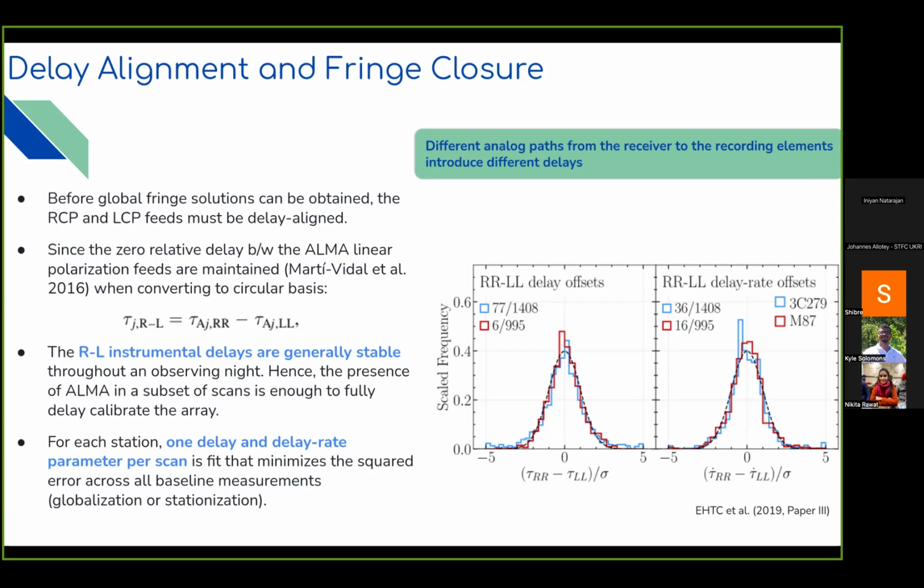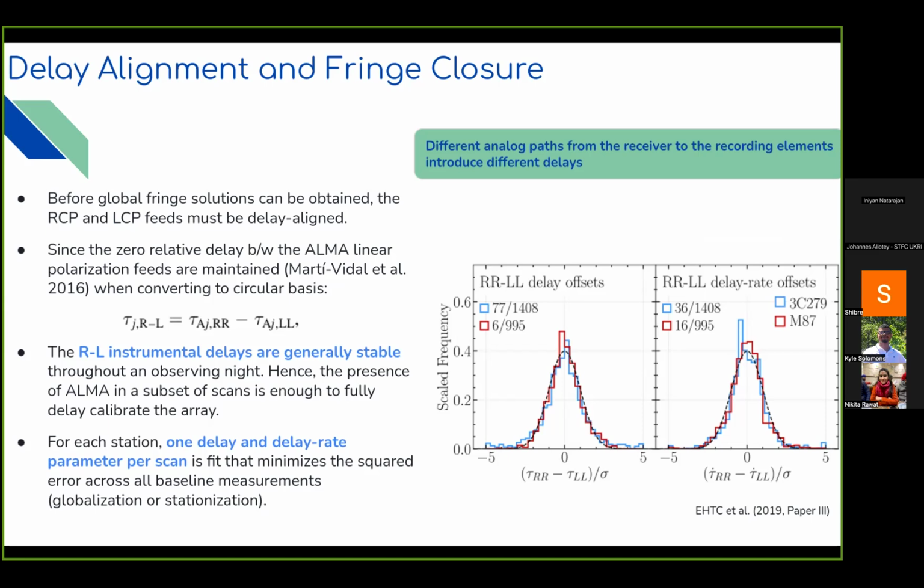Before you can do that, you just want to make sure that the delays, which are the phase variations over frequency, and the delay rates, which are the variation of delay over time, can be aligned between the two polarization feeds. And this alignment can happen if you have a very strong station. And luckily with the EHT, we have ALMA often participating, at least for part of the night.